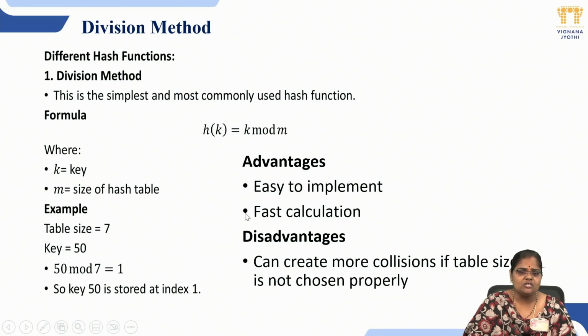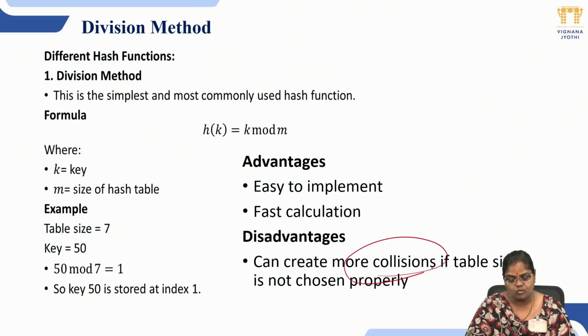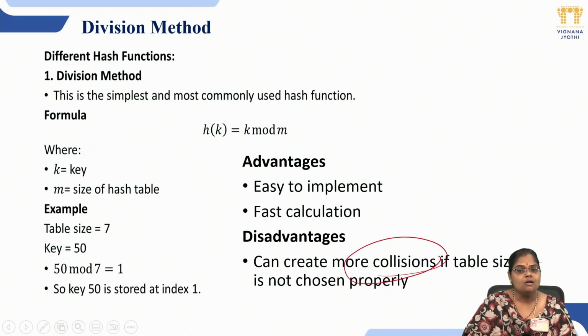Now if we see the advantages of this particular division method, it is considered to be the simplest method. It is easy to implement, with fast calculation, simple, but it will create more collisions. So collisions are possible if we consider a division method, and if we don't properly choose the table size also, more collisions will occur.